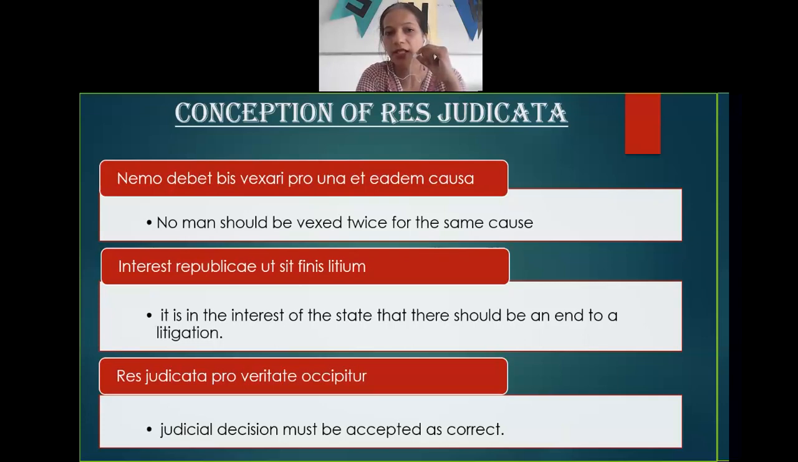So student, these three maxims. Which maxims? No man should be vexed twice for the same cause. I wish you remember this is what you have studied in the constitution also, and this is what you have studied in your CrPC also. So no man should be vexed twice for the same cause. It is in the interest of the state that there should be an end to the litigation. And third maxim, which says that judicial decision must be accepted as correct. So these are basically the three maxims which we consider to be the conception of the res judicata rule.